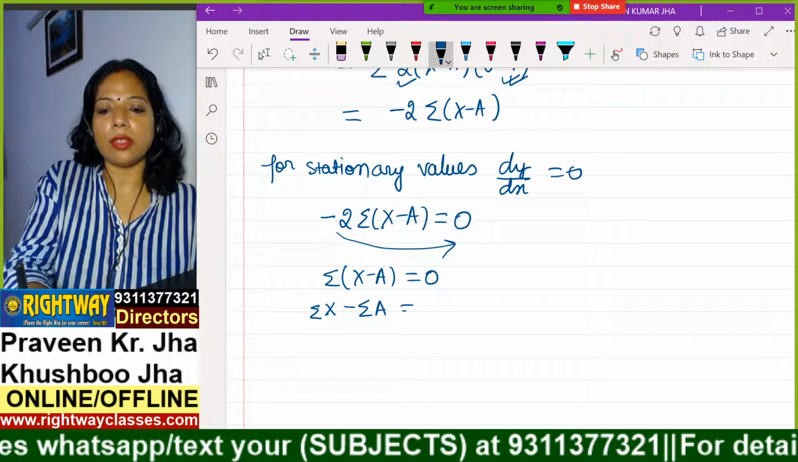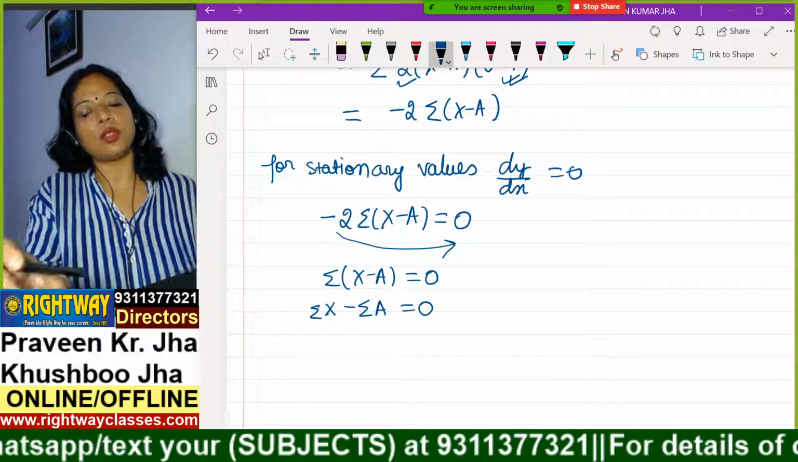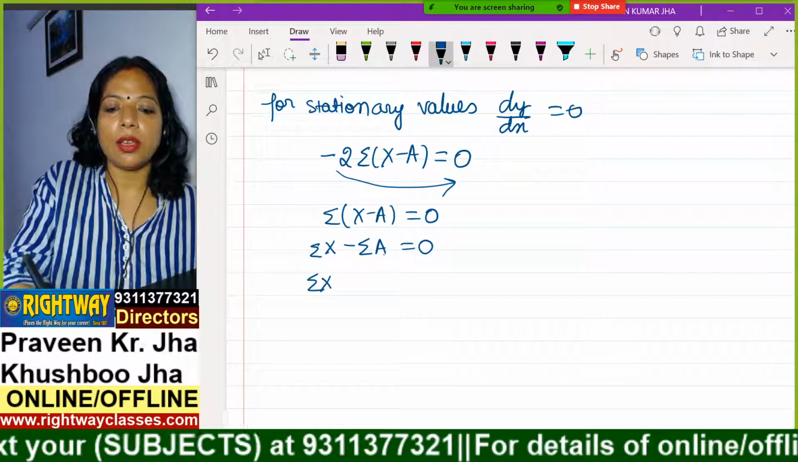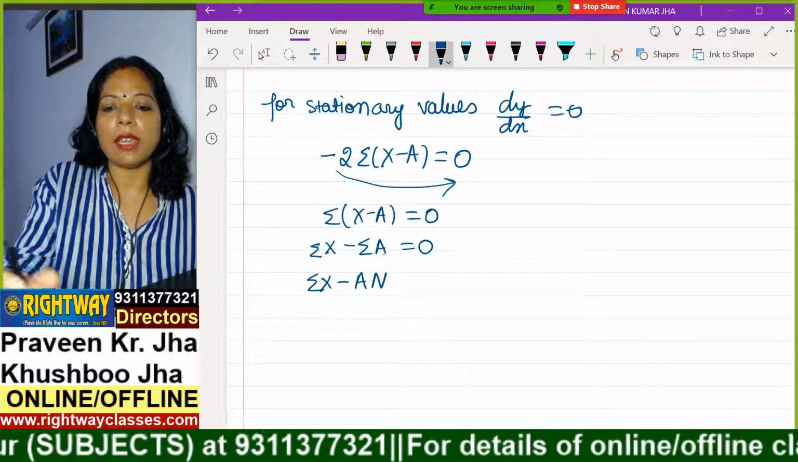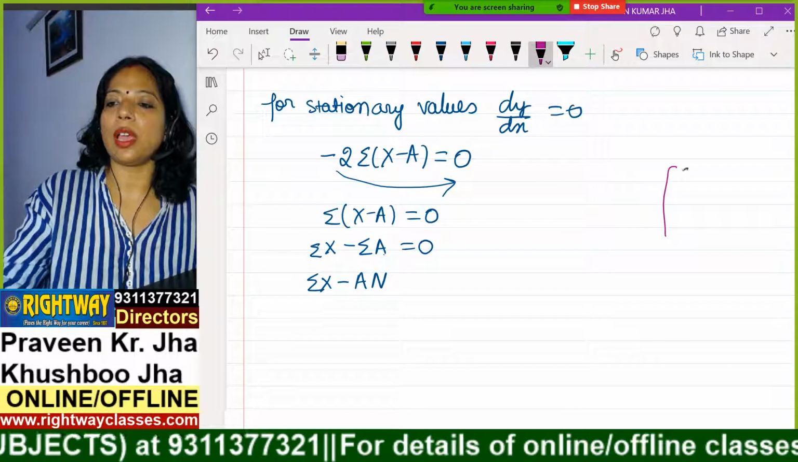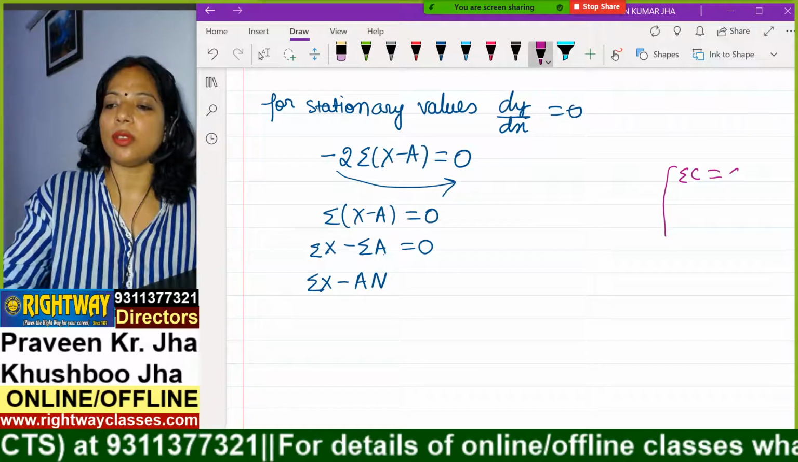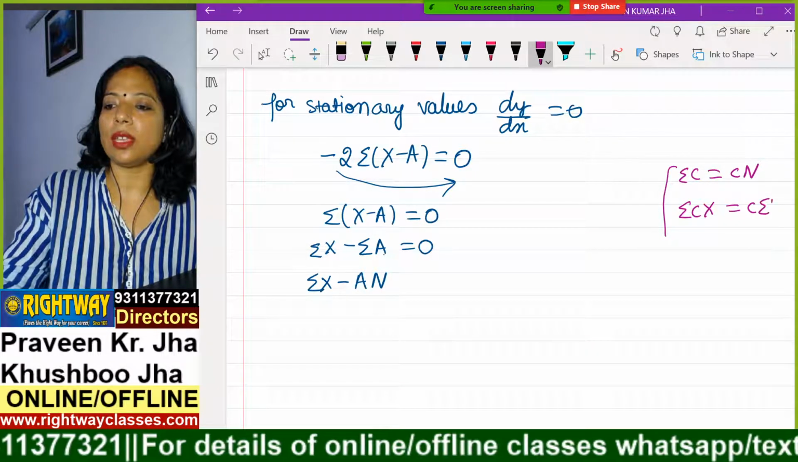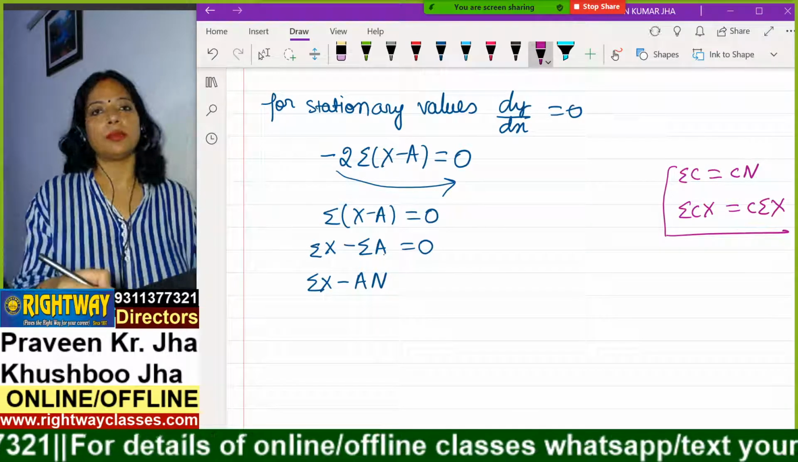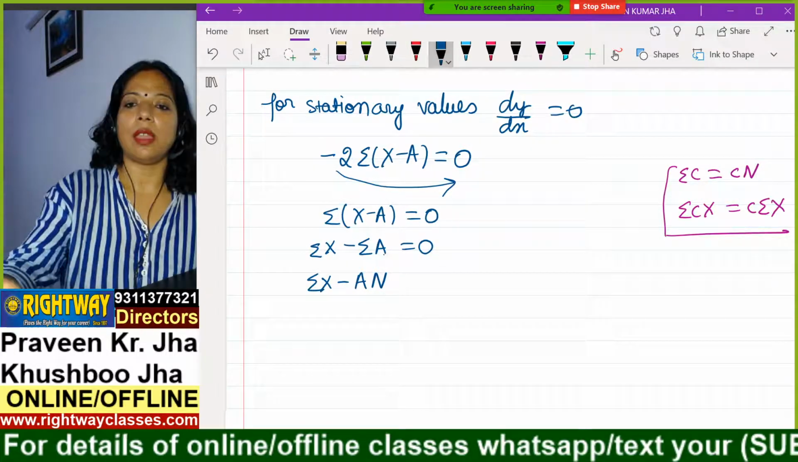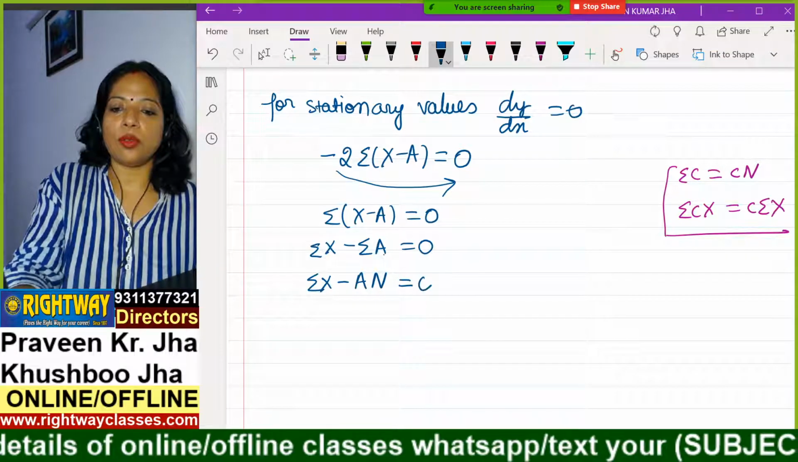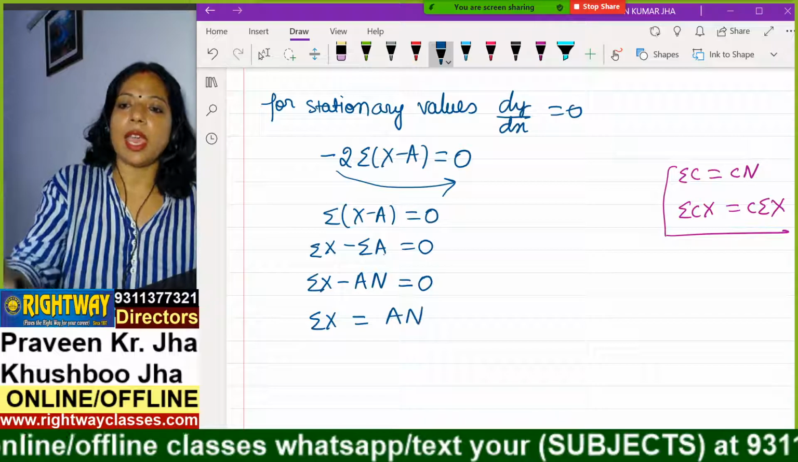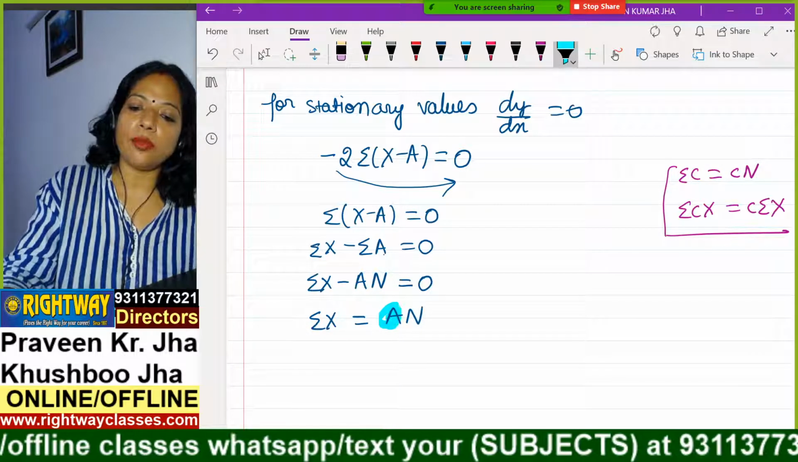This is this. And in the last class, do you remember? If a certain constant summation is there, we just put n. If you remember the two rules I told you, that if a certain constant is there, it is Cn, and if a certain constant into x, then c into summation x. Okay, now see, so this is equal to 0 and summation x is equal to na, and we have to focus on the value of a.